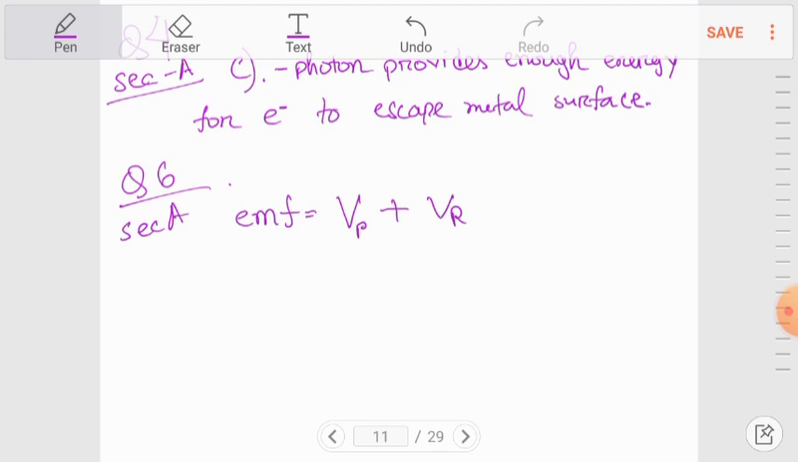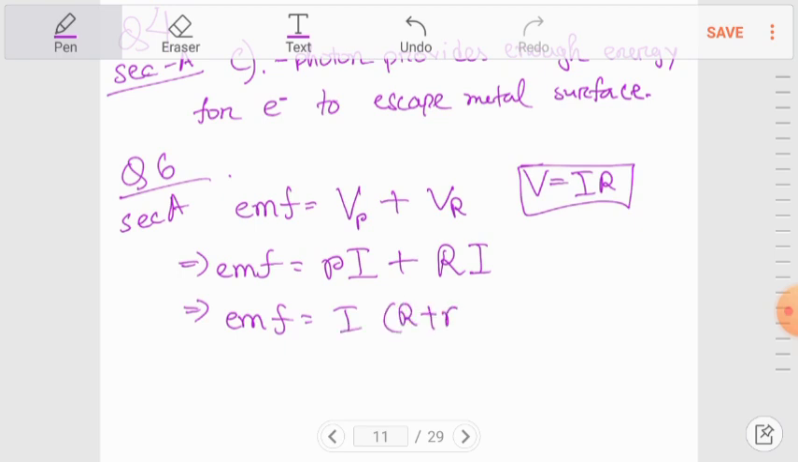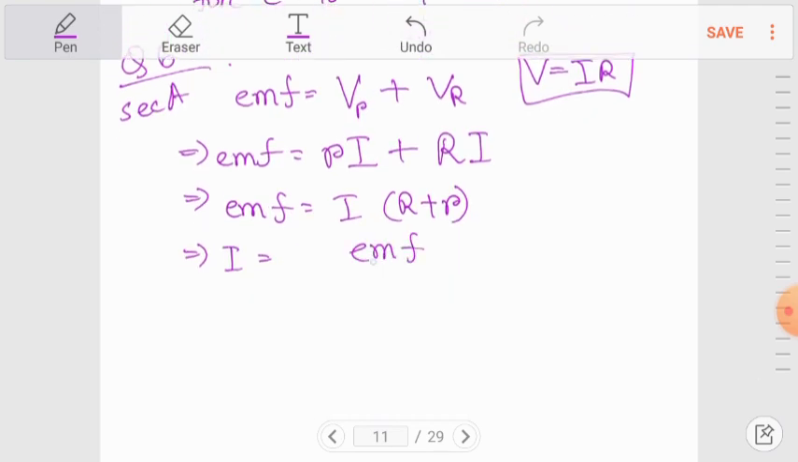Now we know that the equation V equals IR. This is an equation for voltage, and we can use IR instead of V. So we can write it as EMF equals internal resistance times current plus variable resistance times current. The I is present in both, so we can take I common, and that would look like R plus internal resistance. If you make I the subject, it will be EMF over R plus small r, and this is exactly option C for question number 6.